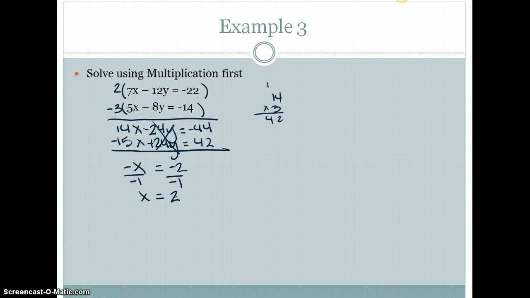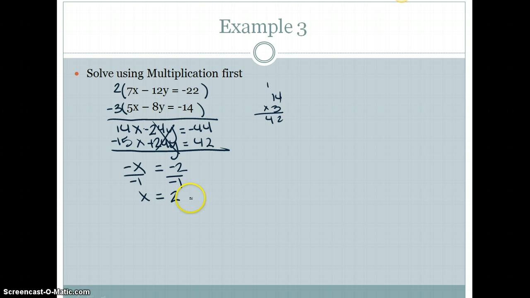You'll notice that once you have the system set up correctly so that a variable cancels out, the rest of the math is usually pretty straightforward. It becomes the same every single time. So in this case, we just had to do a little bit more work to set it up because we had to alter both equations in order to cancel out that variable.